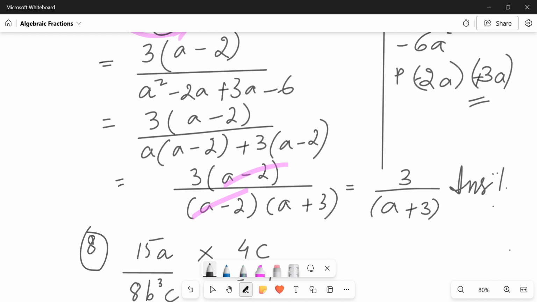And one thing more, students, you cannot cancel this 3 and this 3. Never and ever, because we have a plus sign between them. Okay, never. So this is the answer. Okay, let's solve another one.